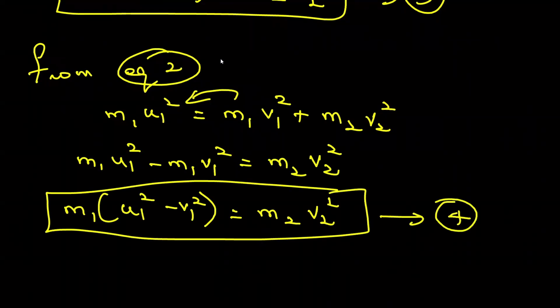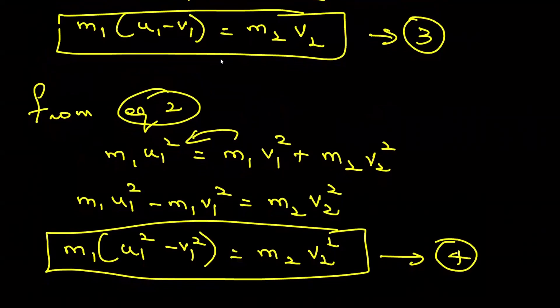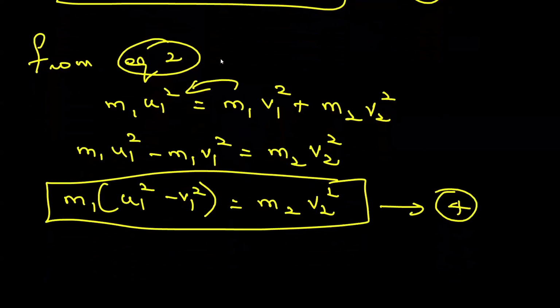Done. How do you remember? Odd numbers: 1 gives 3, 2 gives 4. Okay. Now you have equation number 4 and equation number 3. Using this, let's try to get equation number 5. How do we do it?